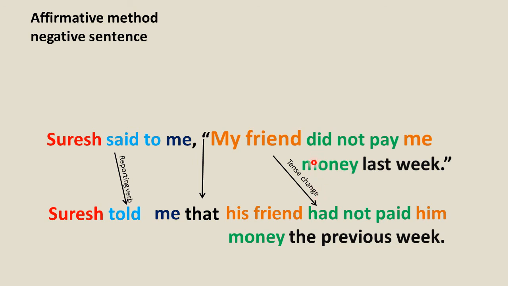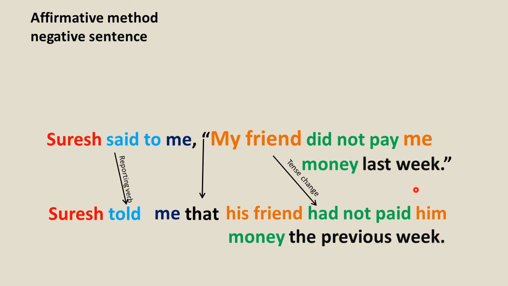You have to remember three things. One is tense, second is pronouns, and third is adverbs. What is the tense here? The tense is simple past, and here the tense is past perfect. And what are the pronouns here? My is a pronoun and me is a pronoun. My becomes his and me becomes him. And what is the adverb? The adverb is last week, and last week becomes the previous week.